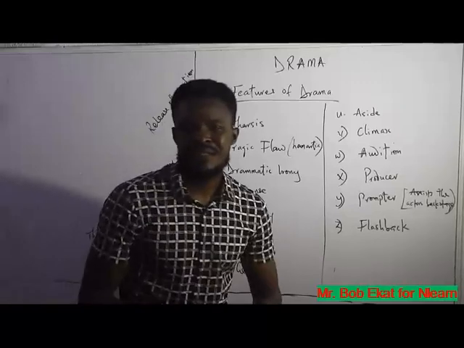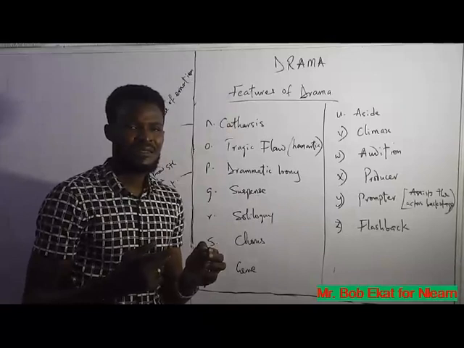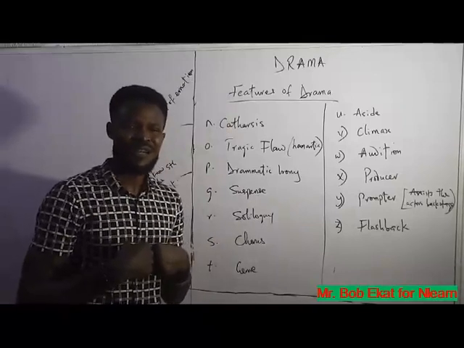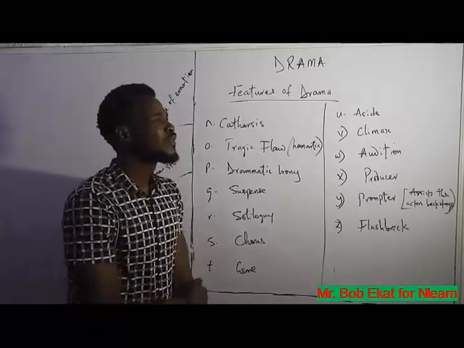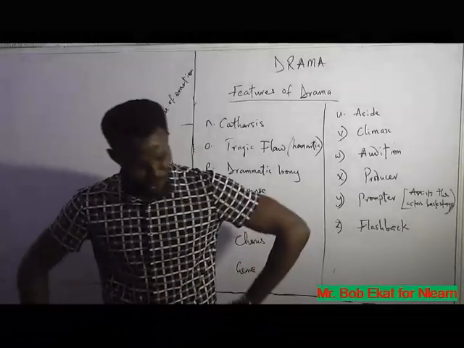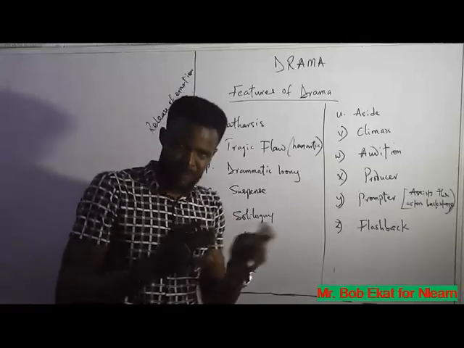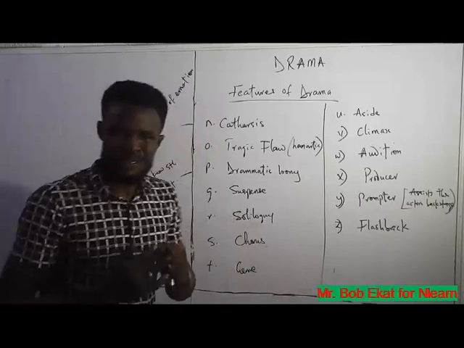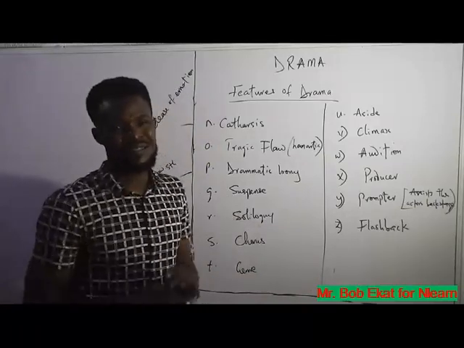Soliloquy is when one character in a play speaks to himself or herself. You have characters who just stay and they are talking. Oh, do I give him the money? No, I won't give him the money. I should. He has been good to me. Soliloquy is when, like what I just did, the character is talking to himself or herself. You're soliloquizing.